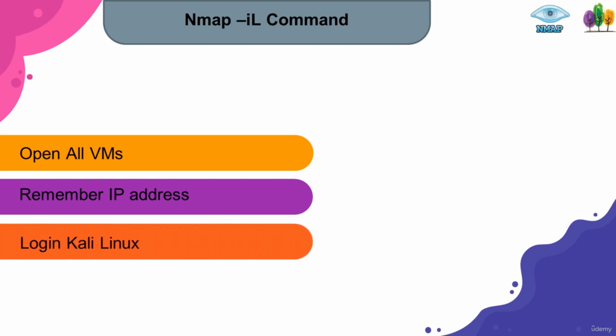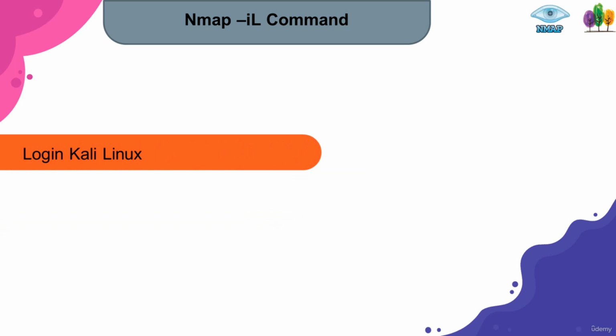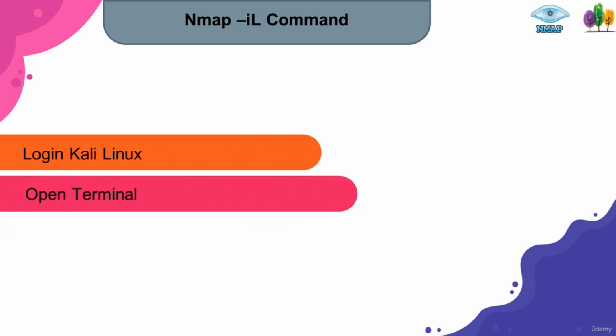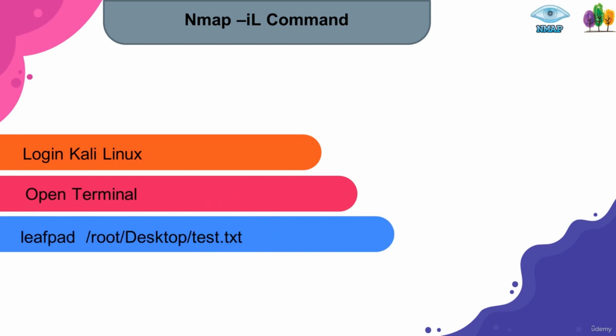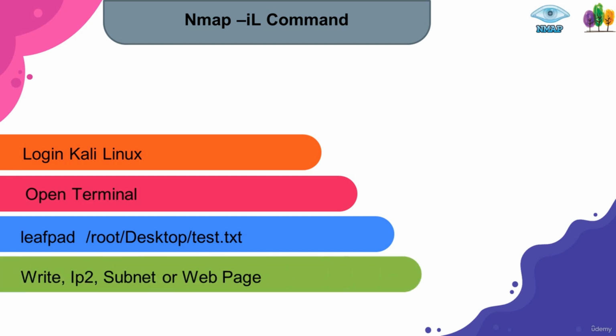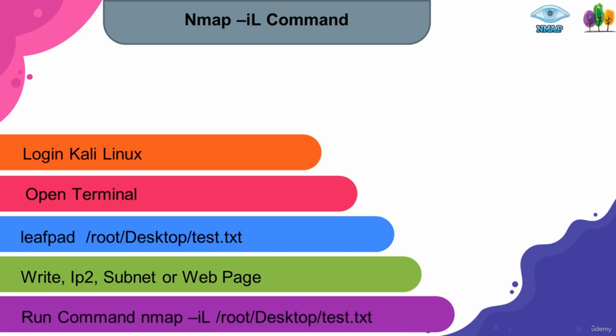So log into Kali Linux, username root, password toor, click terminal, and type leafpad /root/desktop/test.txt and enter. So we want to scan for an IP, subnet, or enter a web address. However, you've got to pay attention to this. Each value will be written on a single line. So here we'll save the file, and we'll write the command nmap -iL /root/desktop/test.txt and enter. As you can see, nmap reads from the file and then executes a scan.